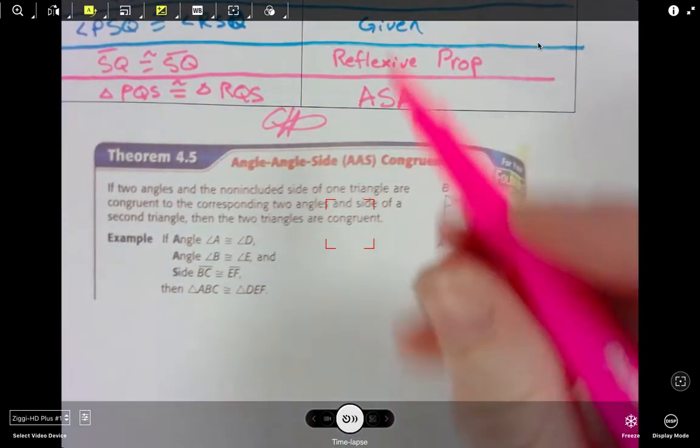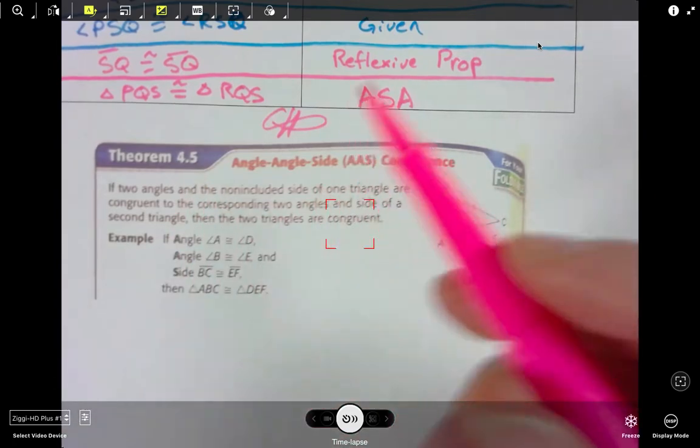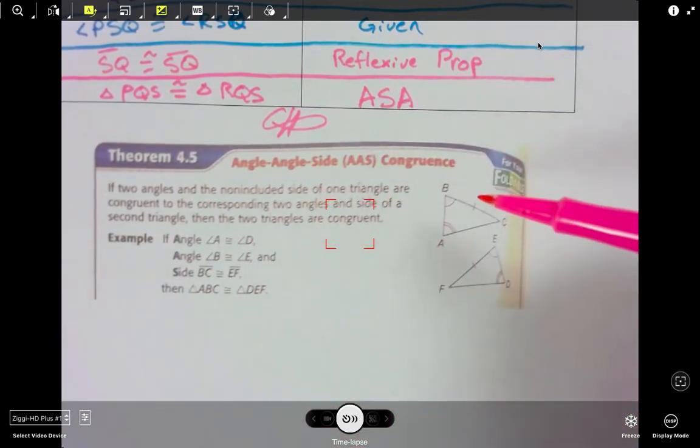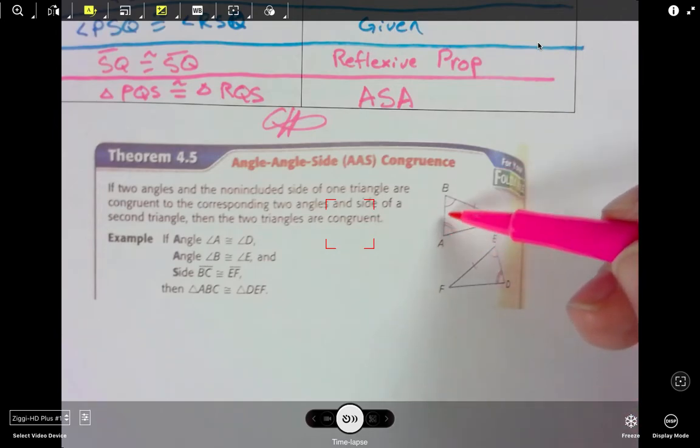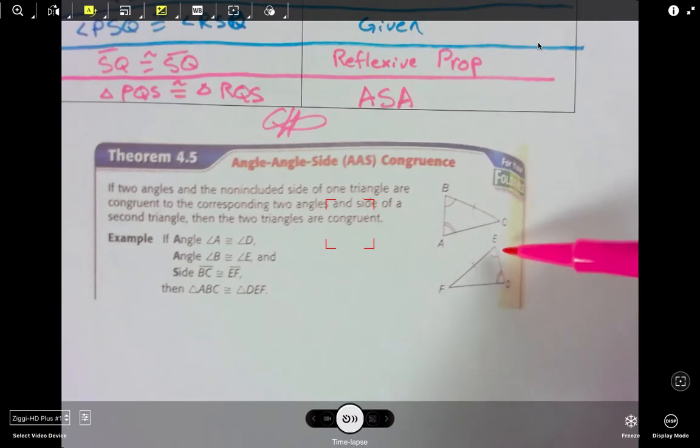Now the last one that we have is angle, side congruence. Again, I can show that these two triangles are exactly the same. They are congruent, the same shape and same size, if the angle, side from this triangle is the same as the angle, side from this triangle. So that's how that one works.